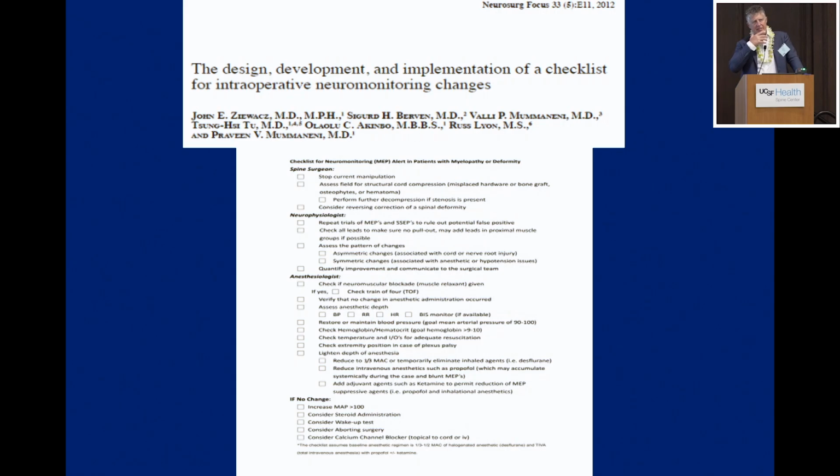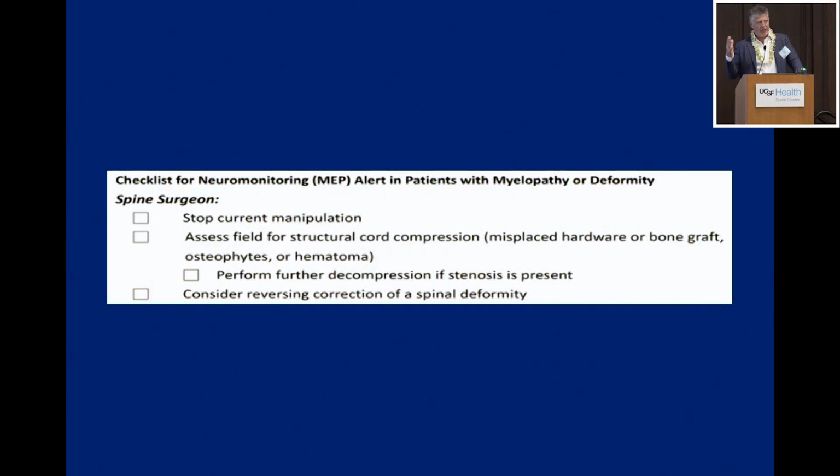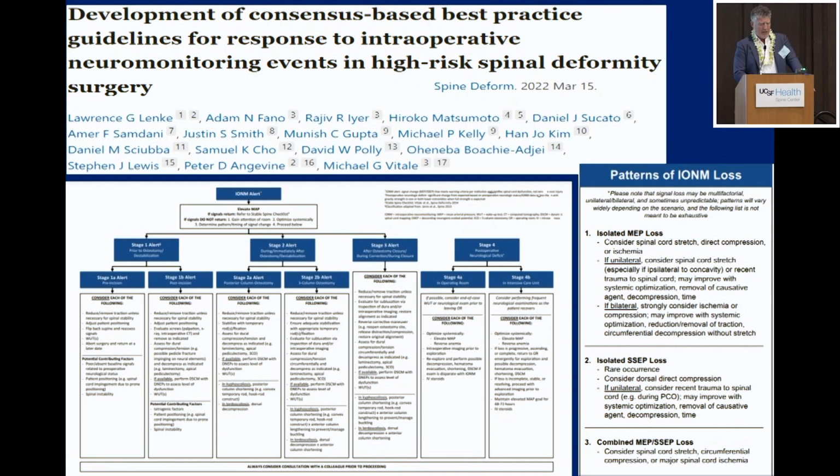And one of the things Steve has talked about is the fact that we don't have a real strict protocol. So in the OR, what you recognize is a role for everybody. There's a role for the surgeon, role for the anesthesiologist, role for the neurophysiologist, role for the other staff in the room. And for the surgeon, surgeons stop the manipulation, assess the field, think about further decompression, consider reversing, or in some cases, actually consider shortening the spine further. And I'll show you an example of that.